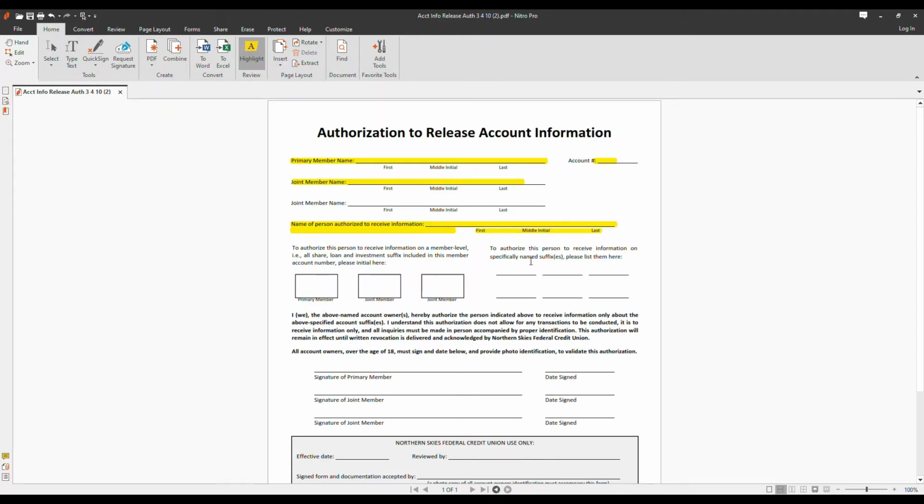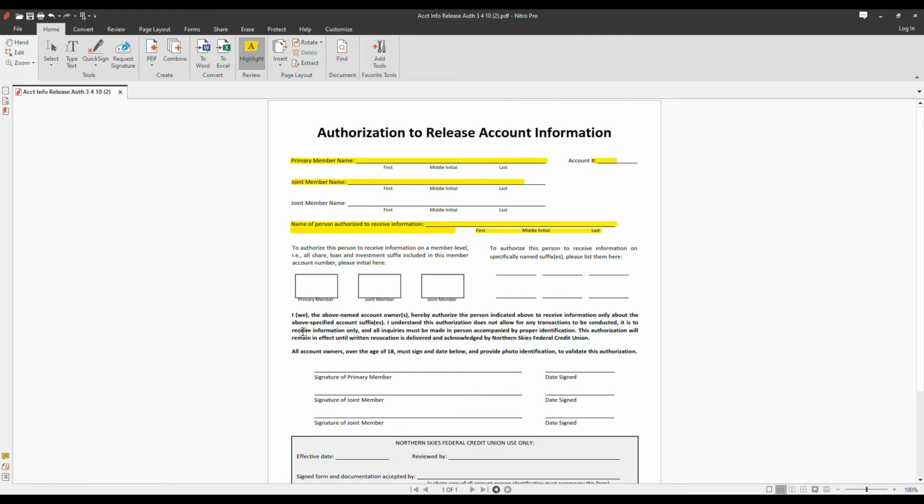Or you can authorize this person to receive information on a specifically named suffix. For example, if you want someone to be able to get information just on a loan, you would just type in L2. If you wanted them to only be able to get information on the checking account, you could type in S88. You can type in as many different ones as you want.